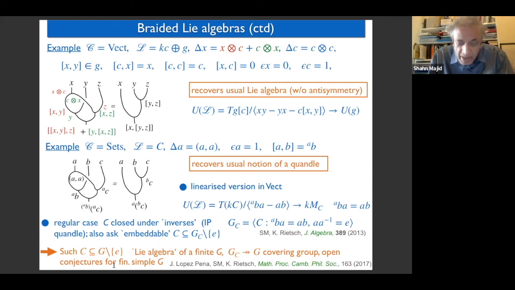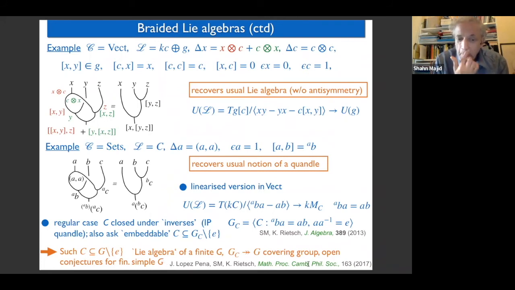But there are many other conjectures about this. For example, I mentioned the Killing form. So on C, you will inherit a quantum Killing form, or braided Killing form, coming from the braided Lie algebra point of view. And asking when this Killing form is semi-simple is quite intimately tied with the group itself being finite. We've got some very interesting conjectures, some of which we proved in this paper.